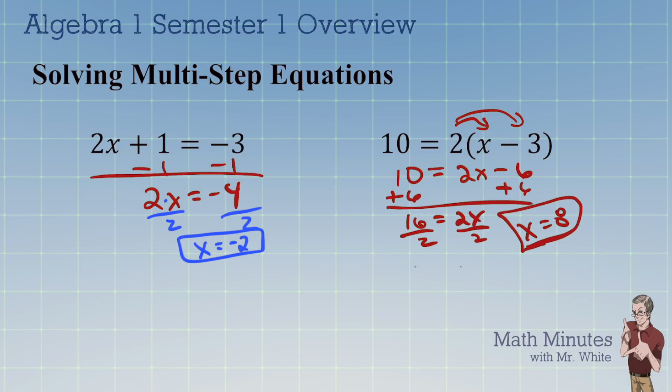x equals 8. So again, we could have divided by 2 right at the beginning, and then we would have gotten 5 equals x minus 3. Add 3 on both sides. 5 plus 3 is 8. So you get the same answer either way.